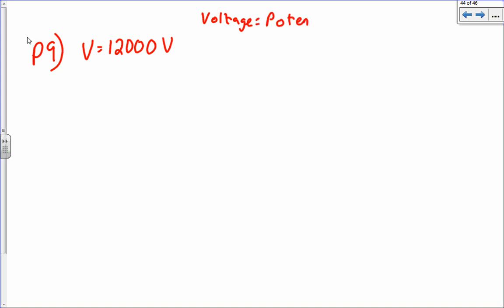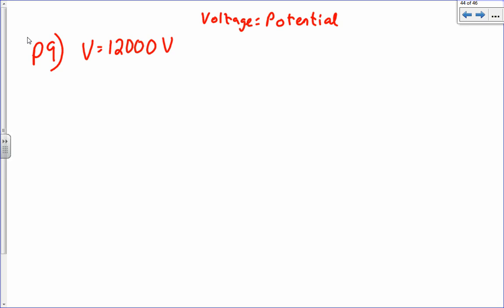Problem number 9. Calculate the speed of an electron accelerated by a voltage of 12,000 volts. Write that down. Voltage is 12,000 volts. Remember, when I say voltage, I'm also saying potential. That is the amount of energy per charge. So anytime you see voltage or a unit of volts, think energy per charge.